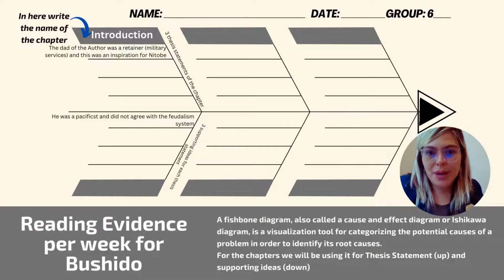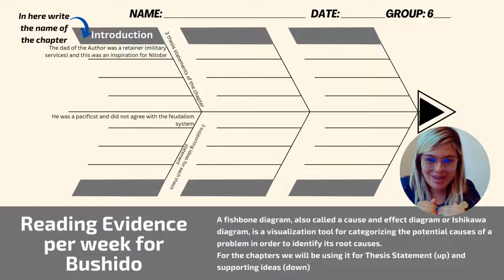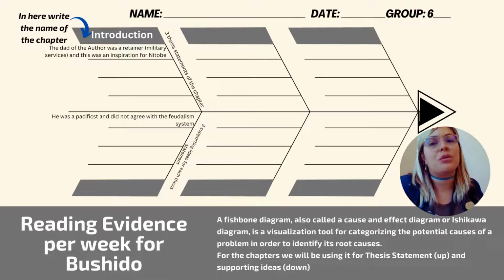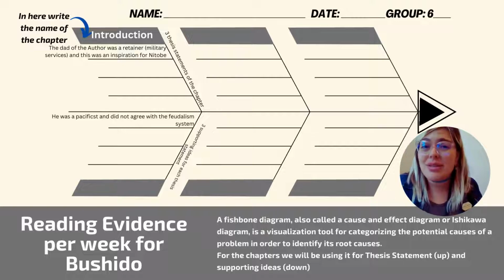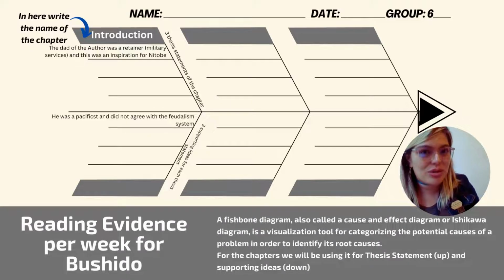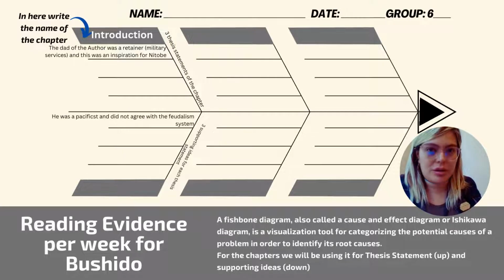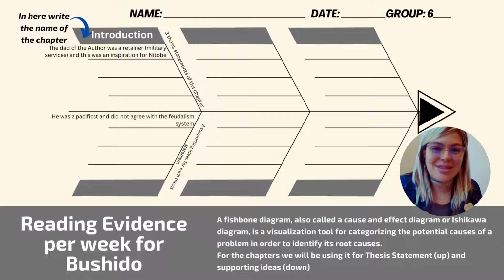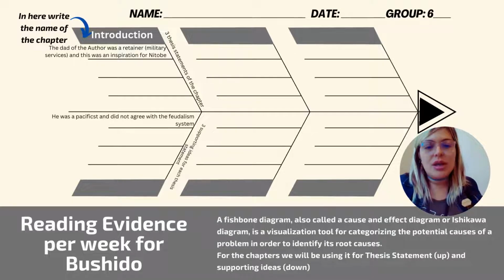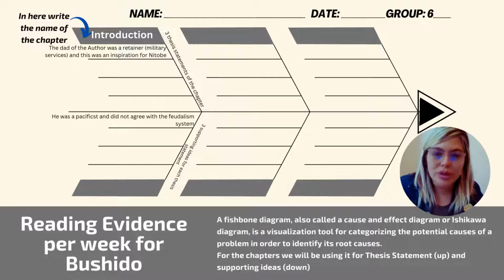What was the inspiration? Look at the supporting idea that is down, okay? He was a pacifist and he did not agree with feudalism. And we can see that in the rest of the book as well, because they're talking about values, not about violence, not about war, but something that goes beyond, something that transcends, that is going to stay in a culture. So this is how I did the thesis and the supporting evidence or the supporting idea.